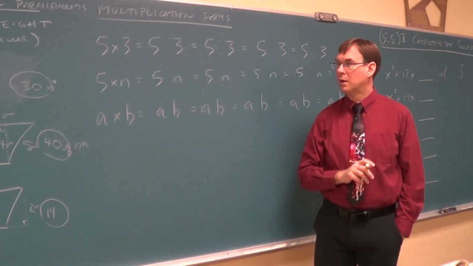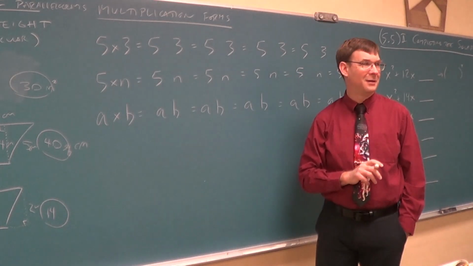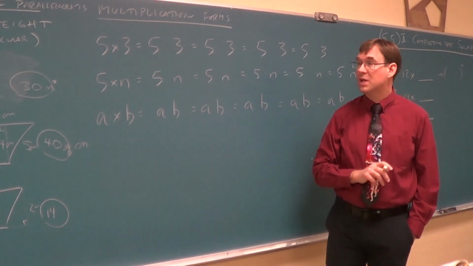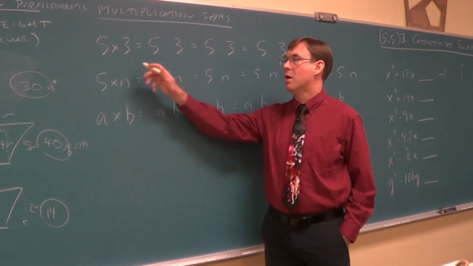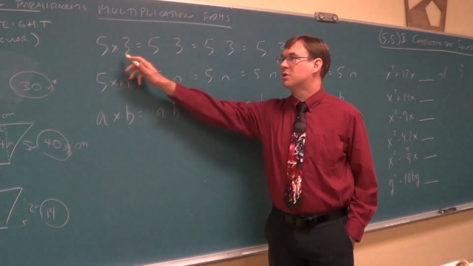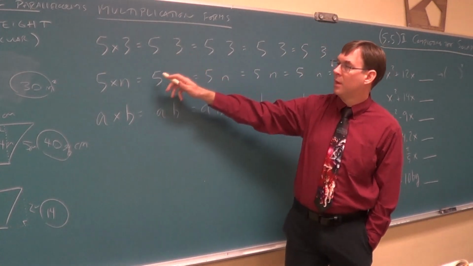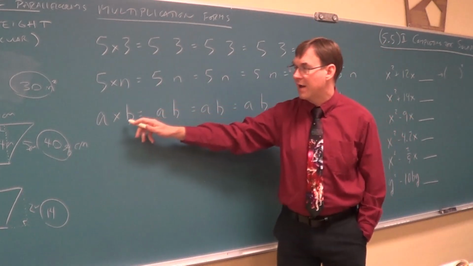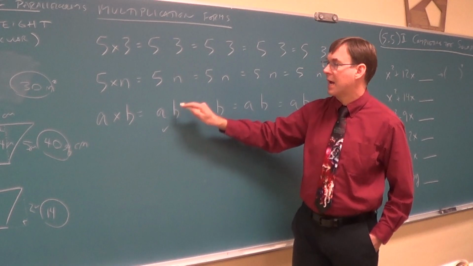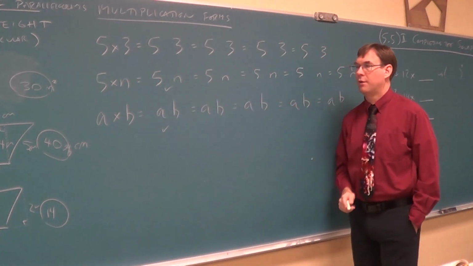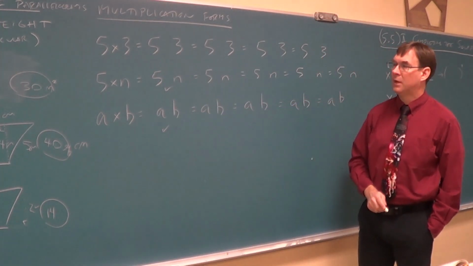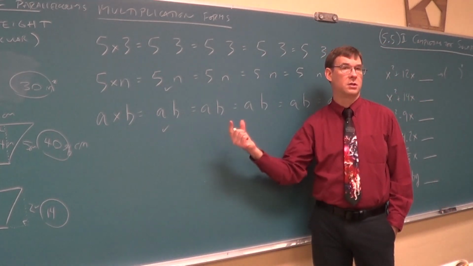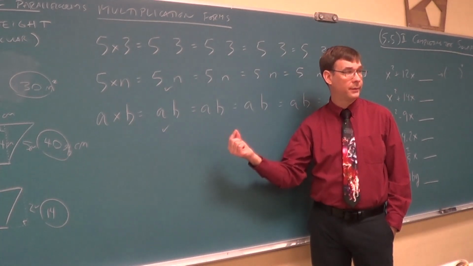When you have like a Z and a two. Yeah, if there's any kind of a letter in there. So if I have 5 times 3, I can't just put 53. But if I have 5 times n, I can just write 5 next to n. Or if I have a times b, I can just write a next to b. Those are perfectly good choices. Does anybody know another way to show multiply?